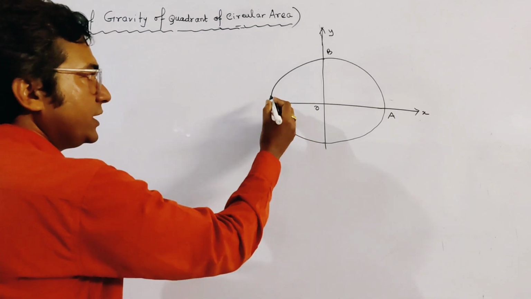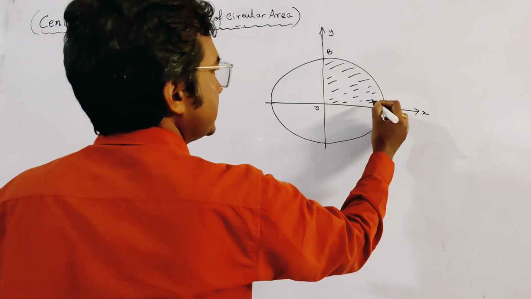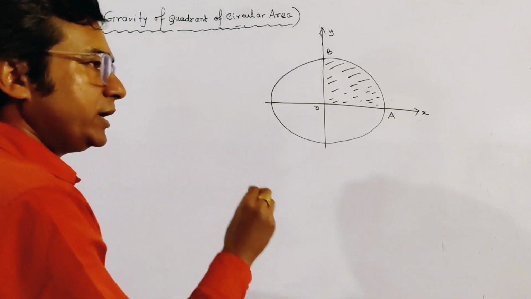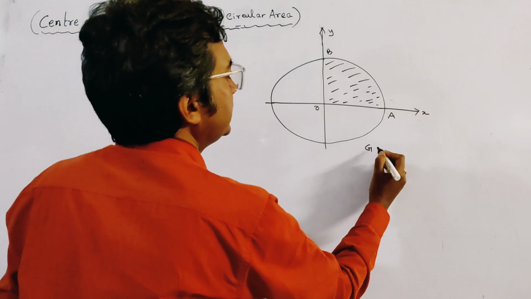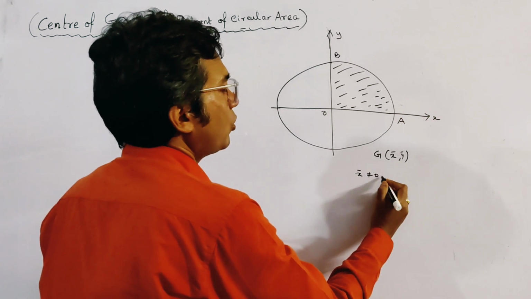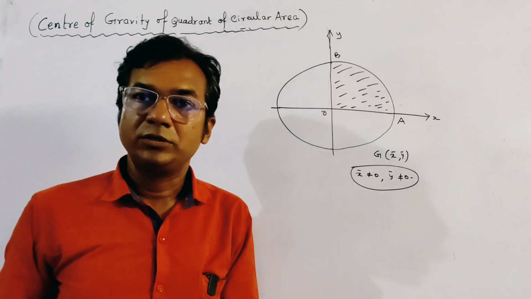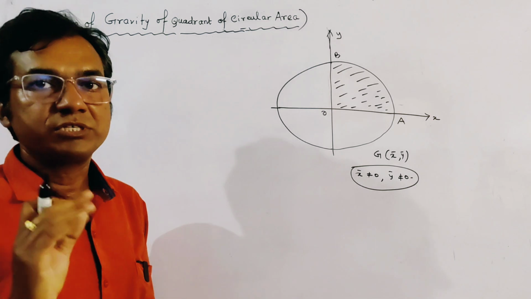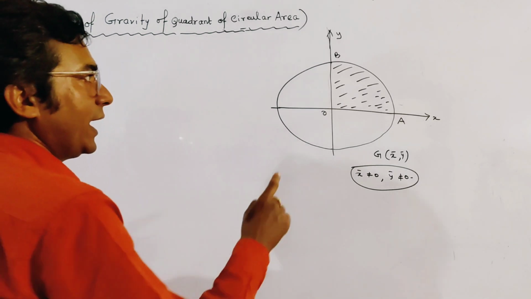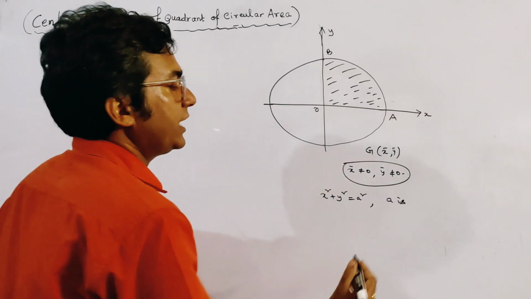Clearly this quadrant is not symmetric about any of the axes, that is about the x-axis or about the y-axis. So the coordinate of CG, G, is given by x bar, y bar, and neither x bar nor y bar is 0. Here we have to find two values, x bar and y bar, to completely determine the coordinate of CG. Now we first find the value of x bar, and here the equation of the circle is taken as x square plus y square equals a square, where a is the radius.